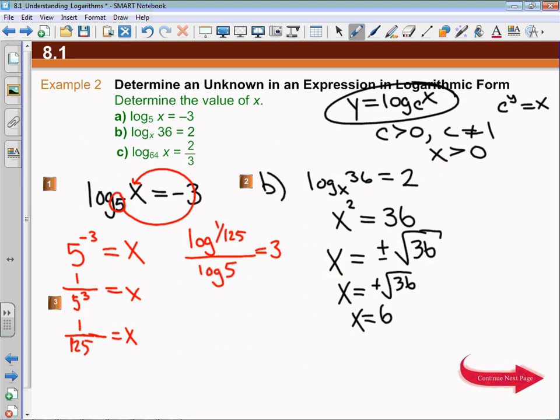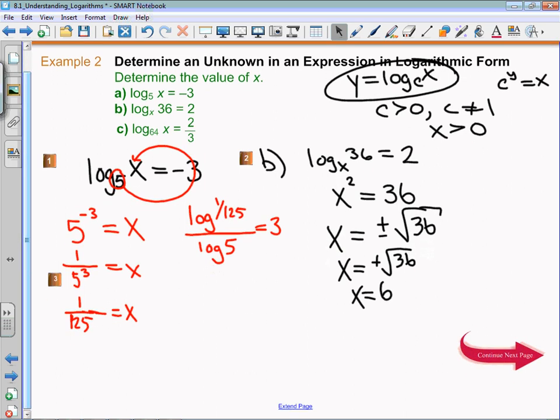That's going to be a pretty important consideration, that when we solve logarithms, neither the base nor the argument can be negative. The value, on the other hand, can be negative. And if you look back, part A had a negative value and it still had a solution. So the argument and the base must be positive.